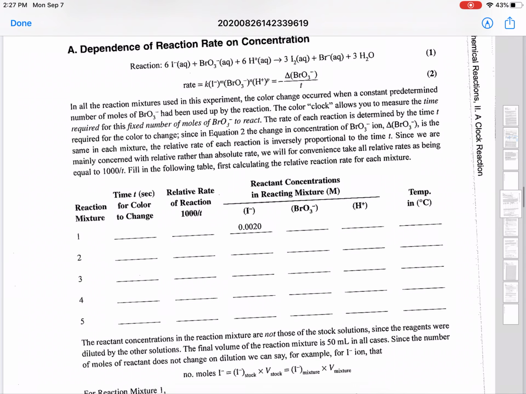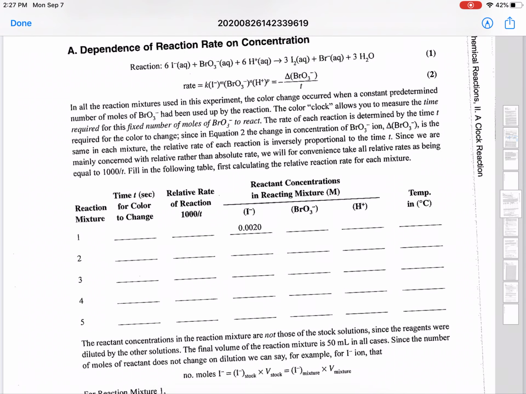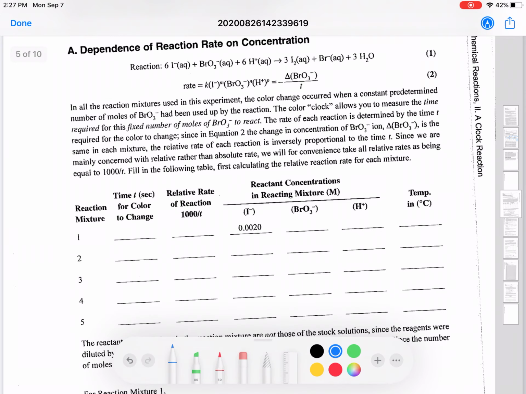For reaction mixture 1, record the time for the color to change when you mix the two together, how long it takes for your blue color to appear, right? It could be 75 seconds, 40 seconds and so on. You're going to write it down. Okay, let's say for the first one, if it takes 40 seconds, you write it down. And then second one, 75.